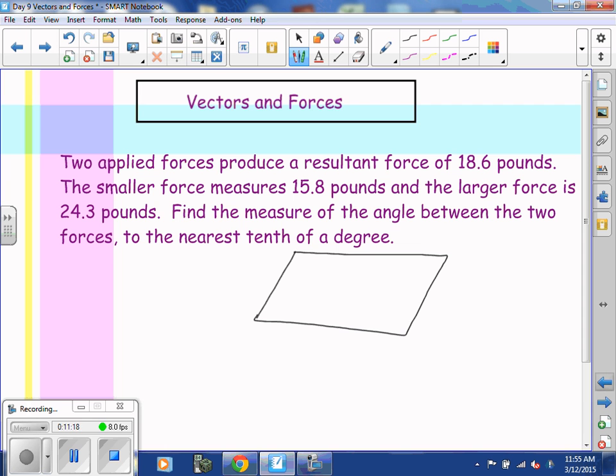Okay. 18.6. 15.8. So it says the resultant force. Wouldn't that be the... Yes, it is. Thank you. So the resultant, thanks, Jacob, is 18.6. And smaller force 15.8. And larger force 24.3.